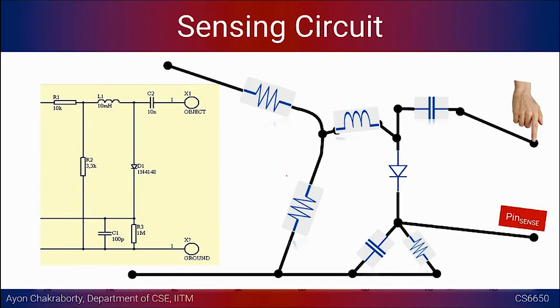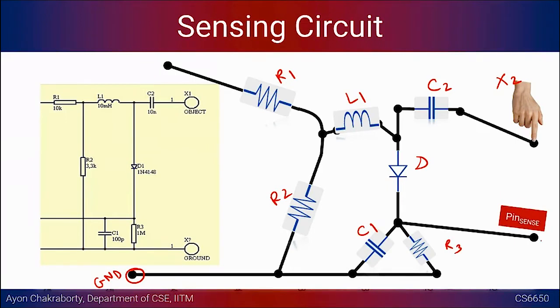right hand side. So we have 4 electrodes. One is for the ground. We are connecting all of these things to the ground. So this is mapping to R1, this is L1, this is the C2 in the figure, this is the object or X2, this is the diode. This is R2, this is the capacitor C1, and this is the resistor R3.